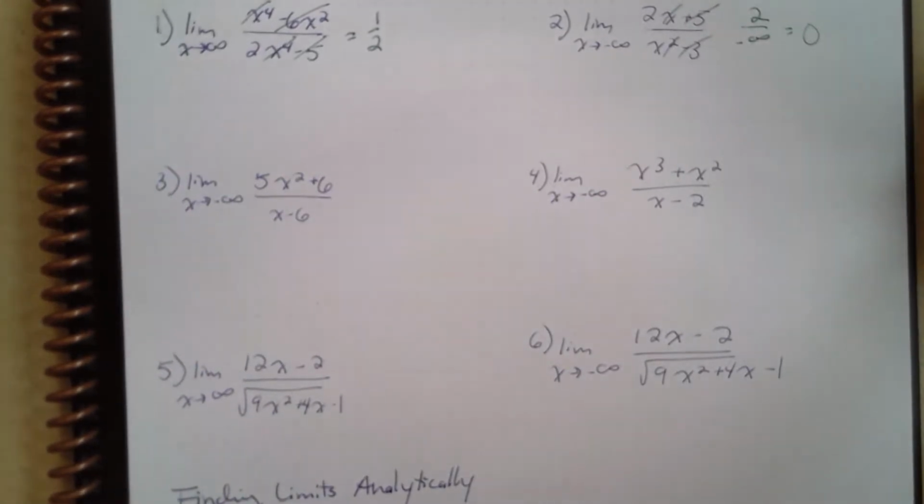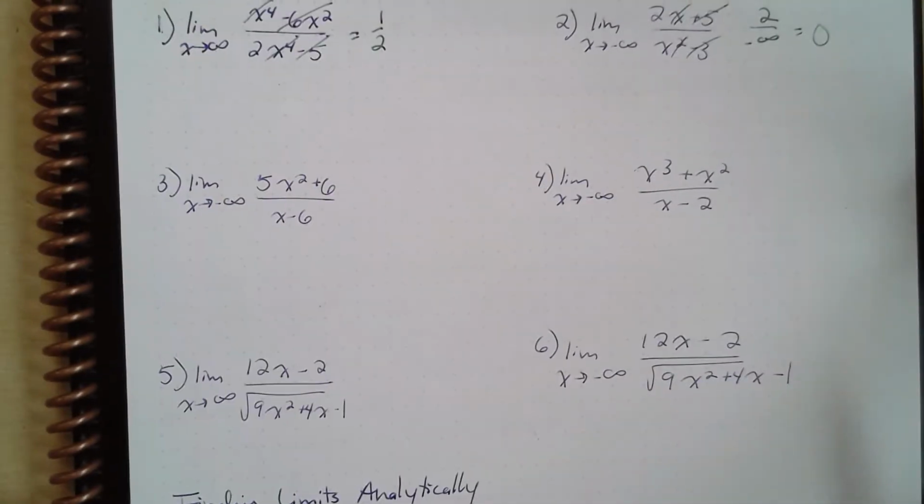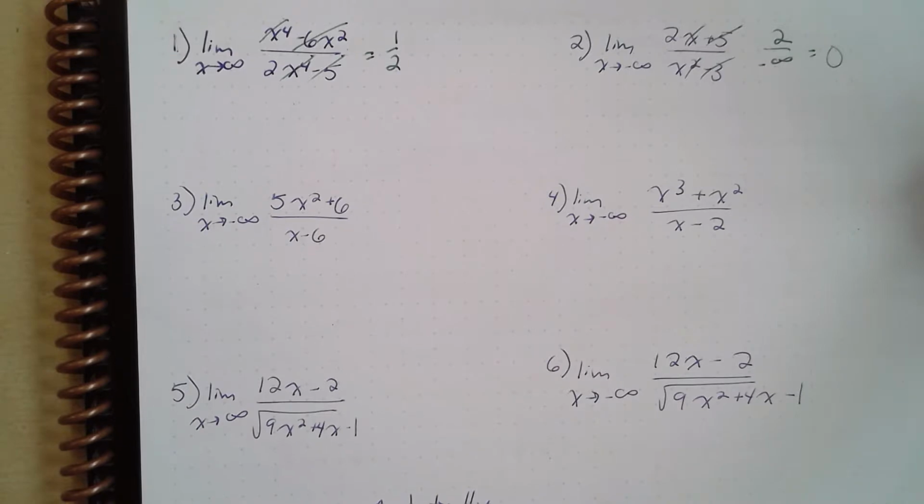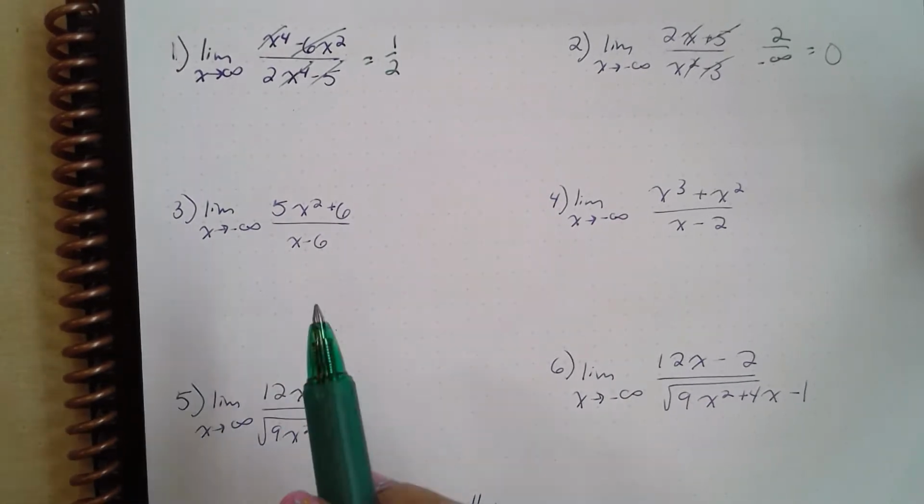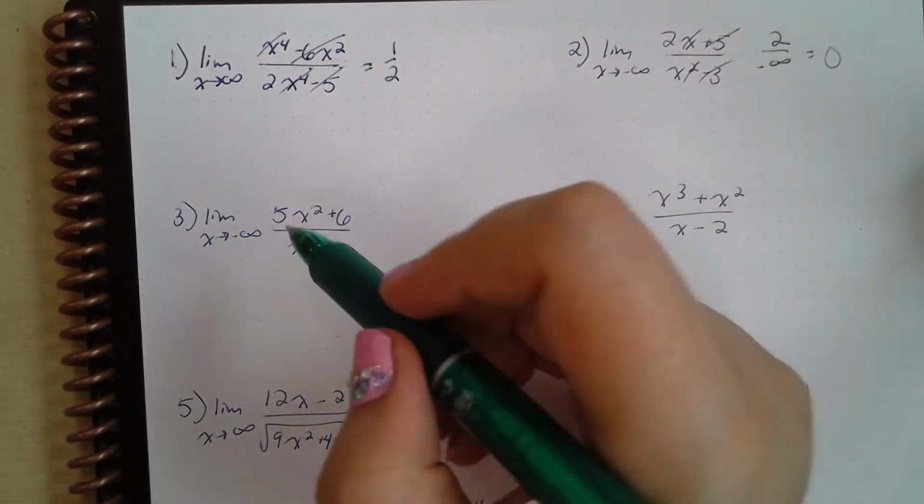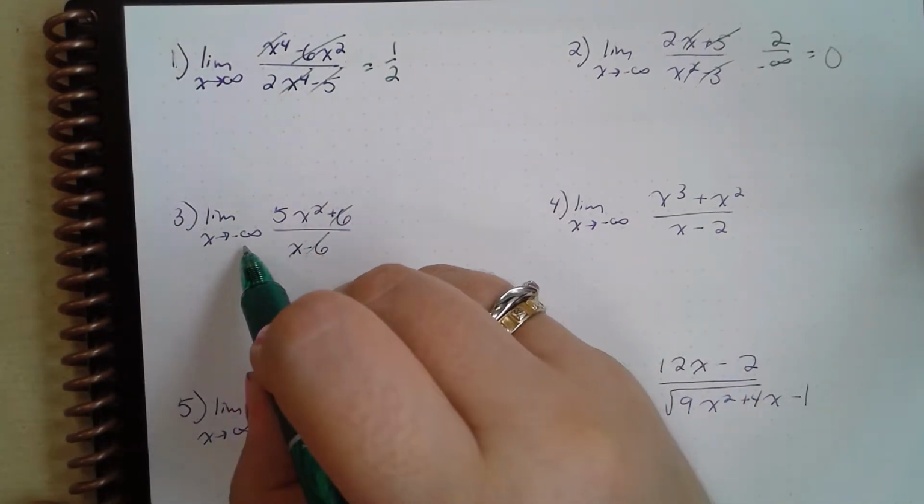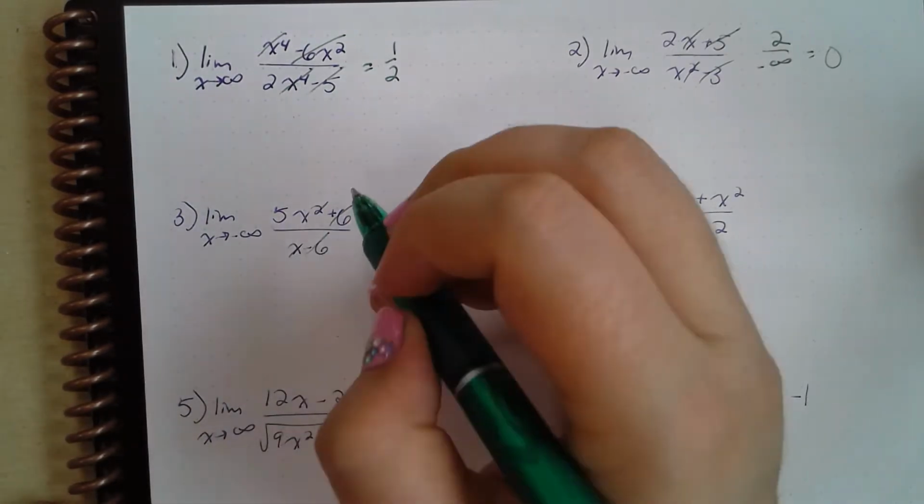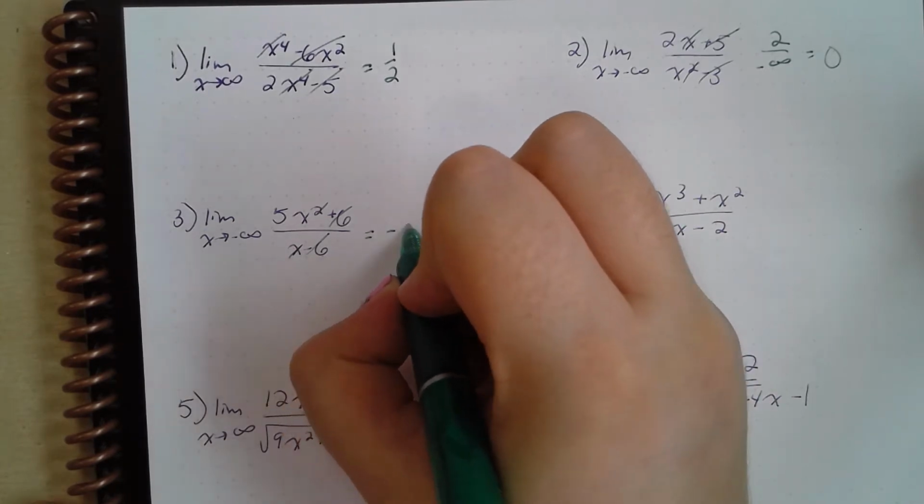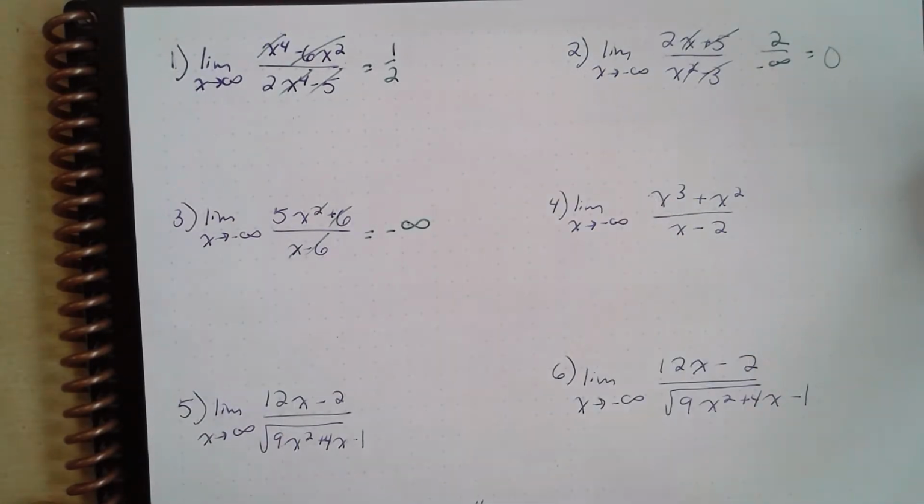Okay, sorry about that. So now let's look at our third example here. We have 5x squared plus 6 over x minus 6. Again, the 6's don't matter. This x is going to cancel out. I'm going towards negative infinity, so I have 5 times negative infinity. My answer here is just going to be negative infinity.